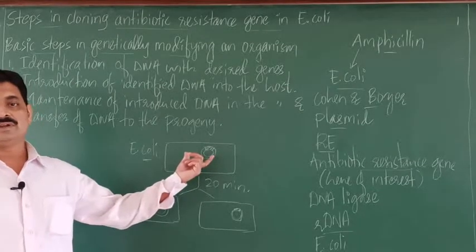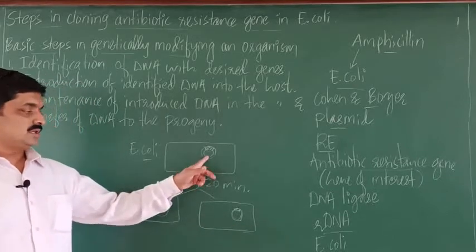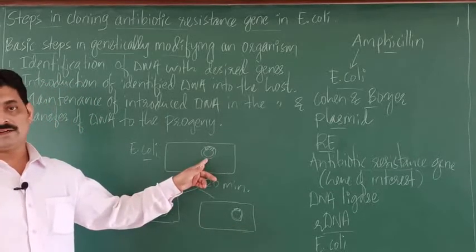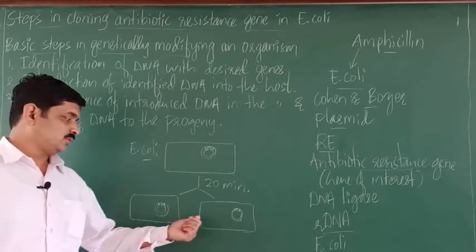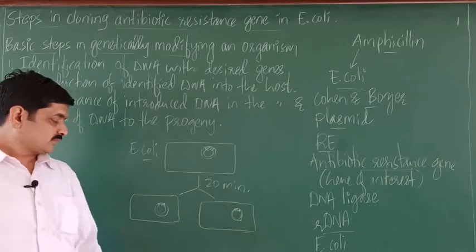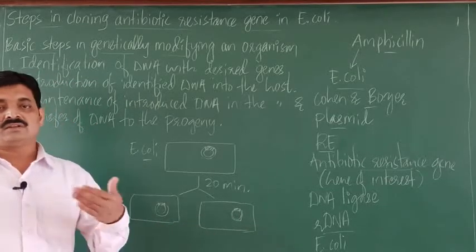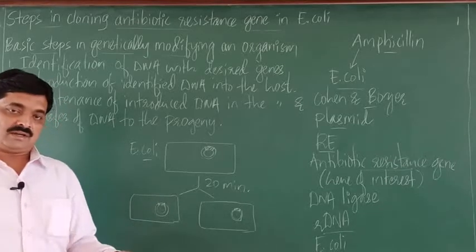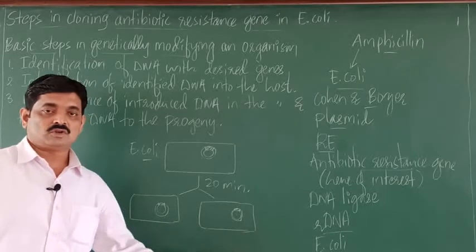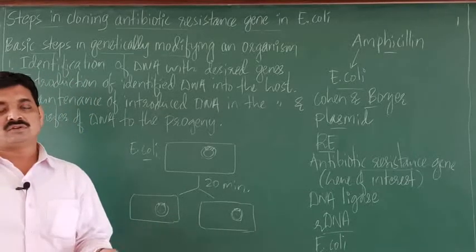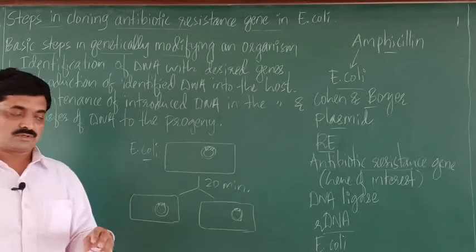So one recombinant DNA also replicates to produce two recombinant DNA molecules. It independently replicates, right? This recombinant DNA independently replicates to produce two molecules. Now, these two E. coli cells, after another 20 minutes, they again divide. This divides to produce two, this divides to produce two E. coli cells. So how many E. coli cells are formed after 40 minutes? 4, right? So 4 E. coli cells will be produced.